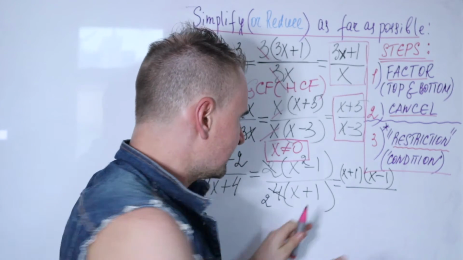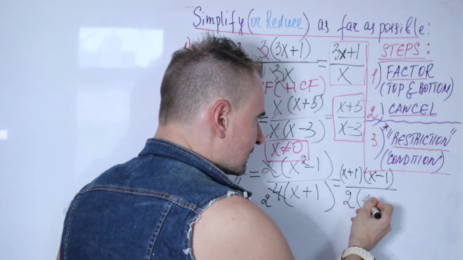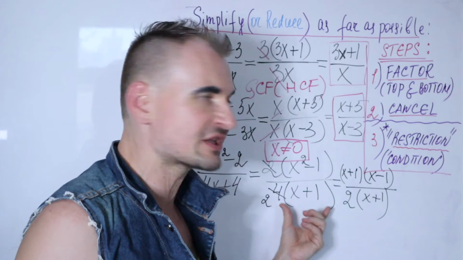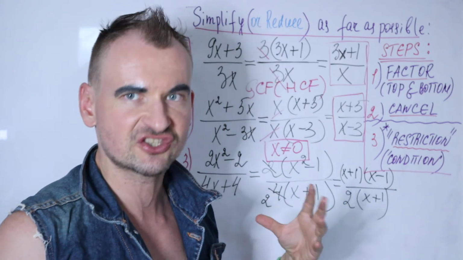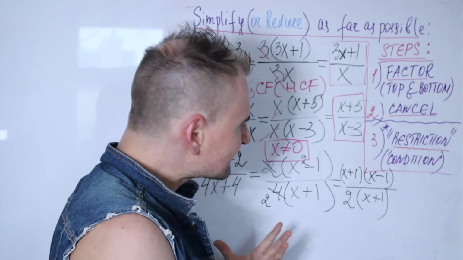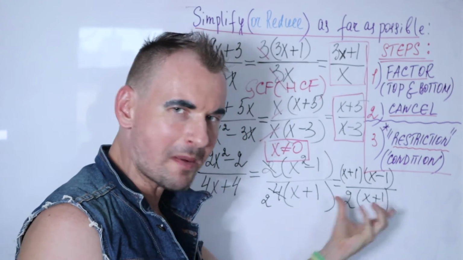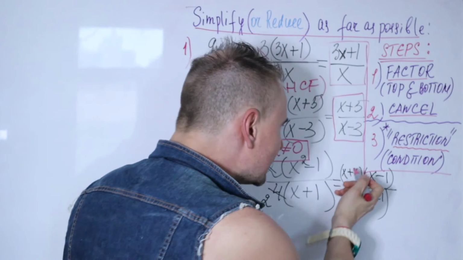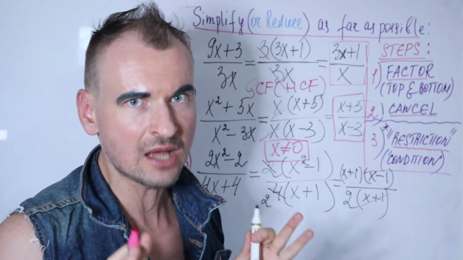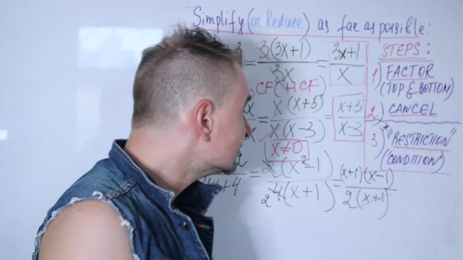How about your bottom? You still have this 2, you keep it, and you cannot do anything with x plus 1. It still remains the same. You cannot simplify it anymore. So, at this point, magic. Now x plus 1 on top, x plus 1 on bottom, and you can cancel it. You have this right to do this cancellation.